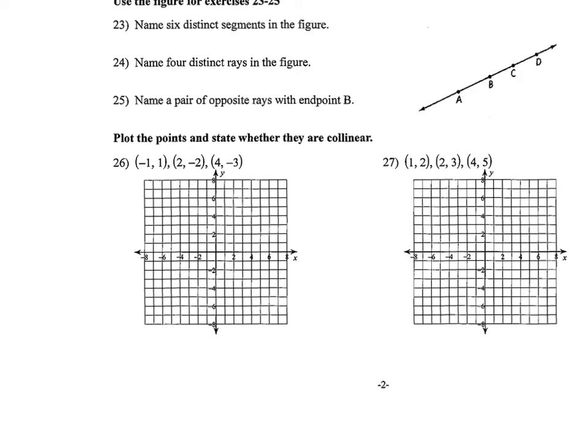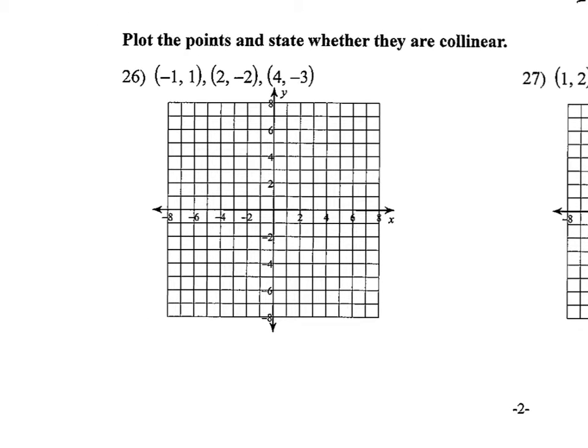In order to make this a little shorter, I just want to jump down here, plot the points and state if they're collinear. Again, this is using some algebra. We need to know how to plot points. Remember, ordered pairs are labeled x, y. Your x-axis is your horizontal. I even labeled it nicely in this diagram for you. X is horizontal, so these are your horizontal counters. Y is the vertical, so these are your vertical counters.